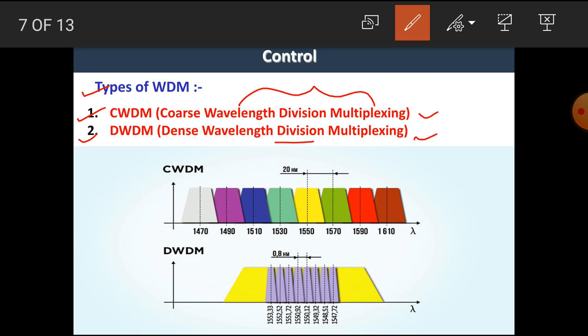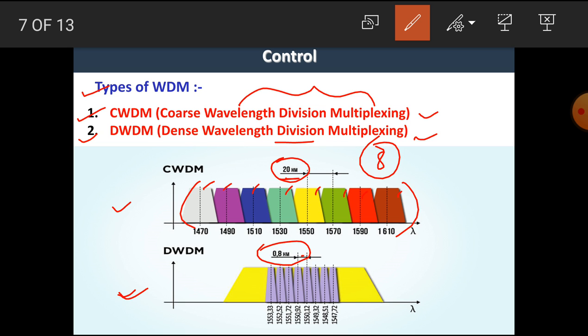Here, the diagram for CWDM and DWDM is shown. In this diagram, we can clearly see that in CWDM a limited number of signals are transmitted. That means a total of 8 signals are transmitted, and each signal is apart from the others by a distance of 20 nanometers. While in DWDM the signals are compact or tightly bound, and the distance between two signals is 0.8 nanometers.